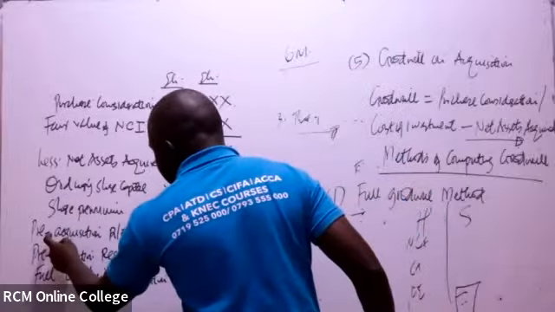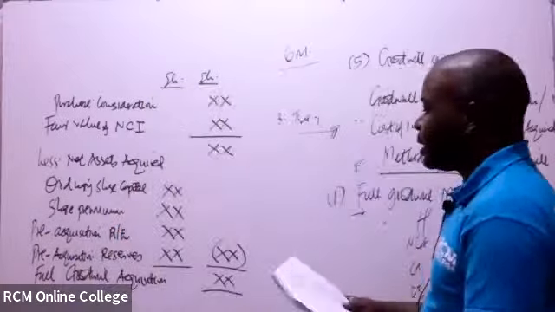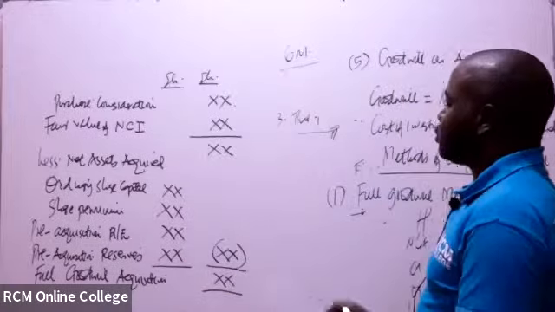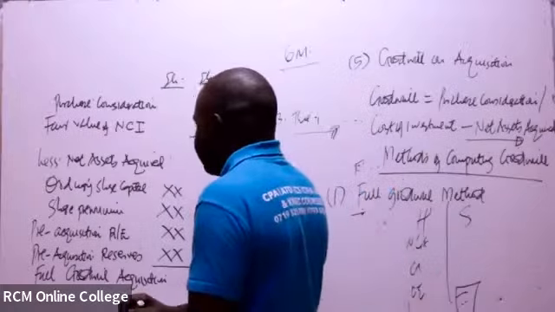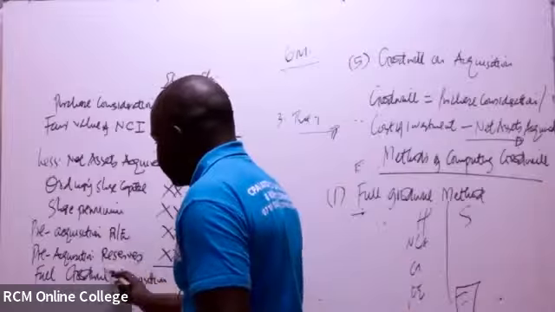These figures, you pick the ones before acquisition. They'll normally be given in the additional information. You pick them and bring them here. You add them, so that you end up getting the value of the net assets acquired. Remember, these are still part of the net assets, part of the equity.